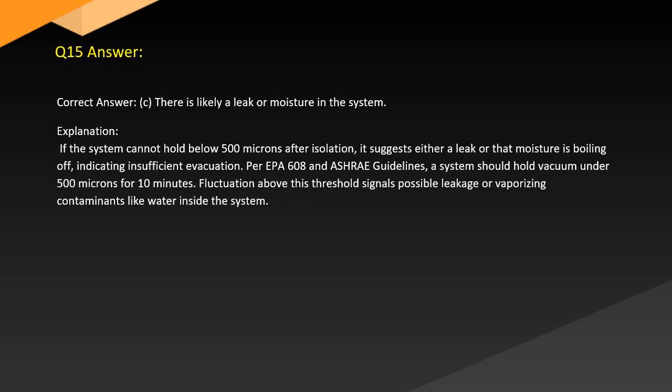Answer. Correct answer: C. There is likely a leak or moisture in the system. Explanation. If the system cannot hold below 500 microns after isolation, it suggests either a leak or that moisture is boiling off, indicating insufficient evacuation. Per EPA 608 and ASHRAE guidelines, a system should hold vacuum under 500 microns for 10 minutes. Fluctuation above this threshold signals possible leakage or vapor contaminants like water inside the system.